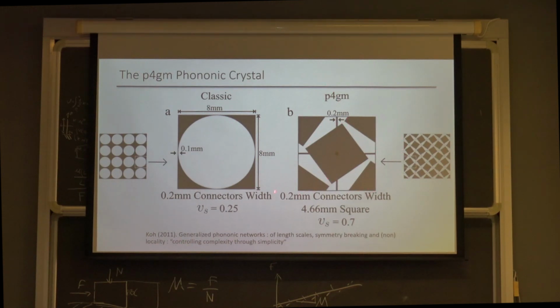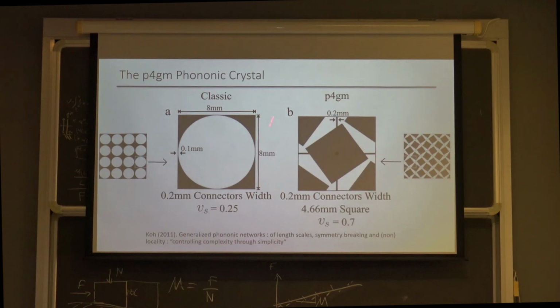And we decided to compare it with what we call the classic or primitive one, which is just the simple array of circular voids, and which is well known in photonics, but also in phononics. So if we just have circular perforations, we also will have certain band gaps for all the directions.